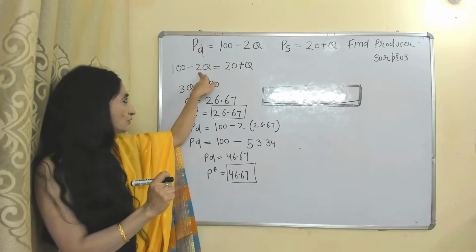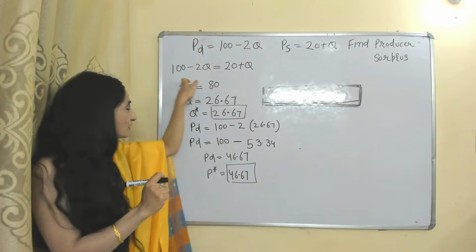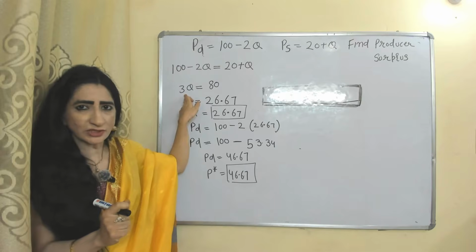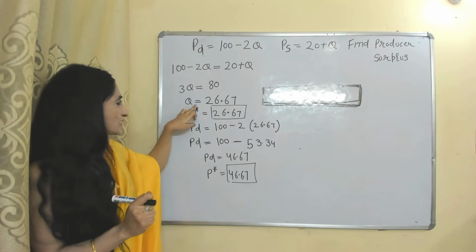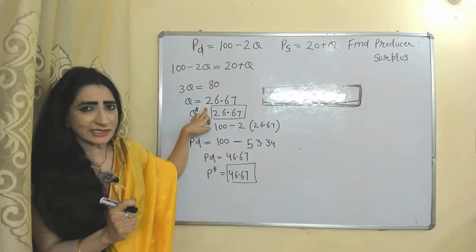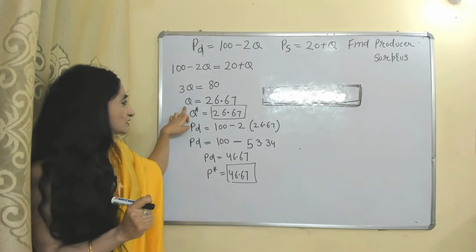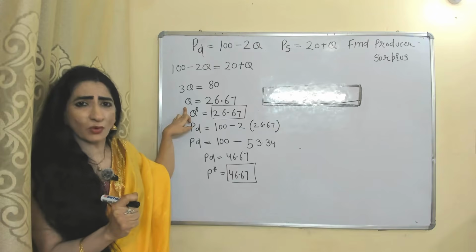This 2q will come here and 20 will come here. It will become 3q equals 80, and when we solve, q is equal to 26.67. This q will be called our equilibrium quantity.